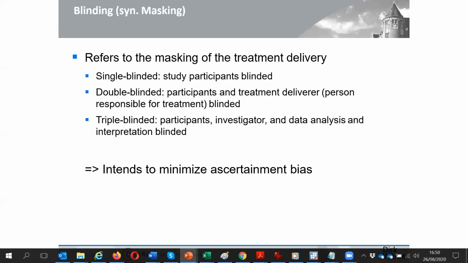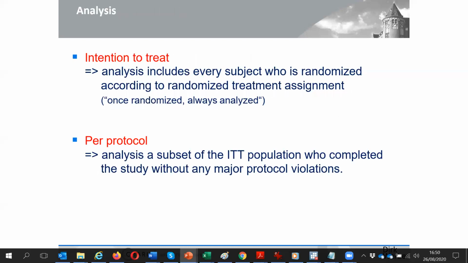Why do they do all this blinding? It's done to minimize ascertainment bias, so it's all about reducing bias.